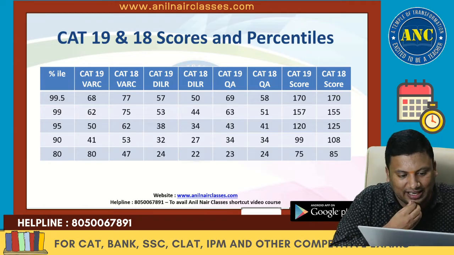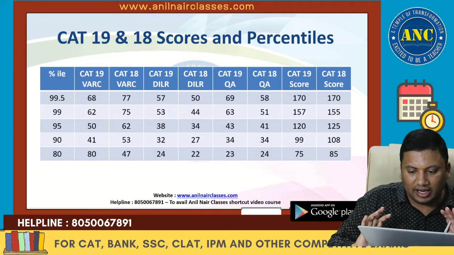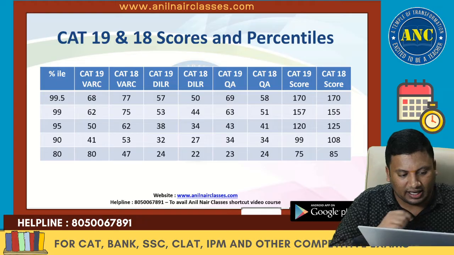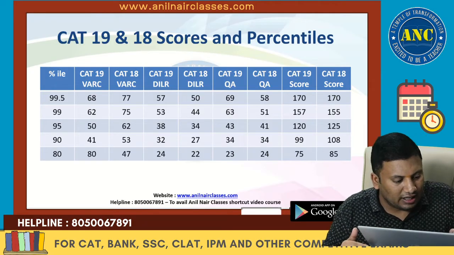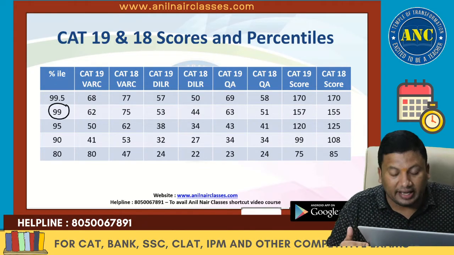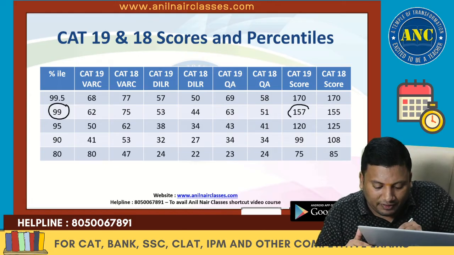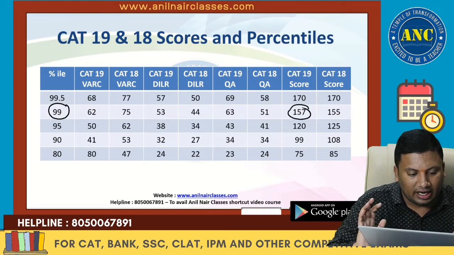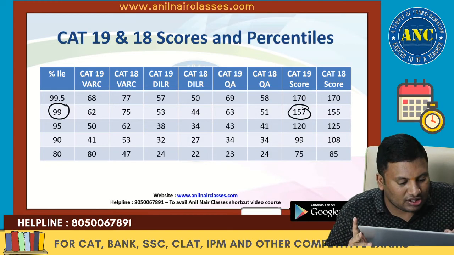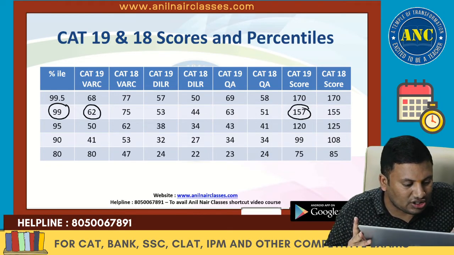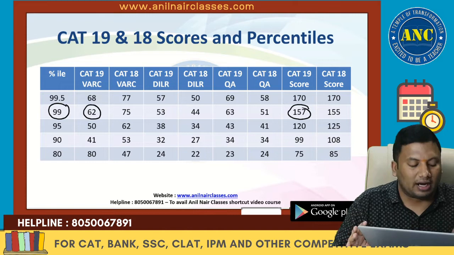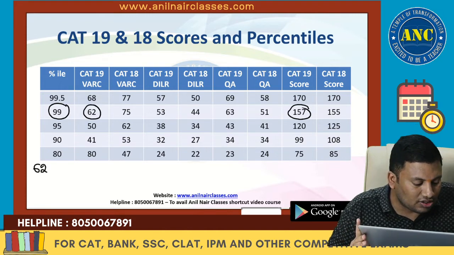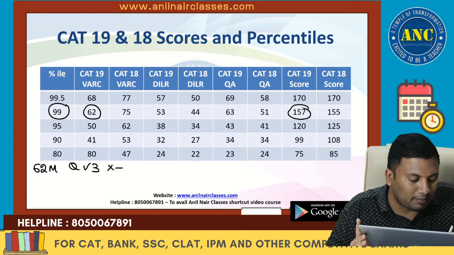Now if I see CAT 2019 and 2018 score versus percentile, for me the focus point is 99 percentile. 157 is the total score to get 99 percentile. Let me go to section 1. Section 1 is 62 marks. Each question, right answer is 3, wrong answer is -1.